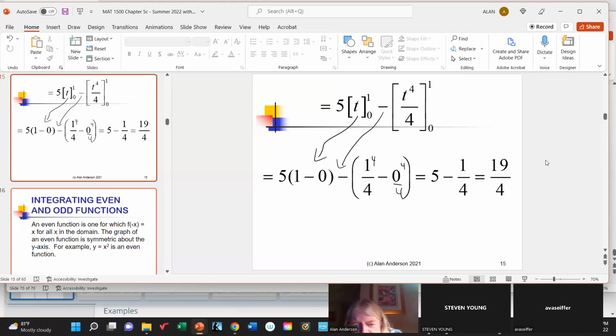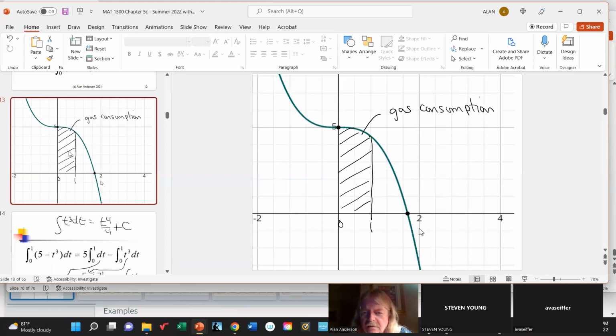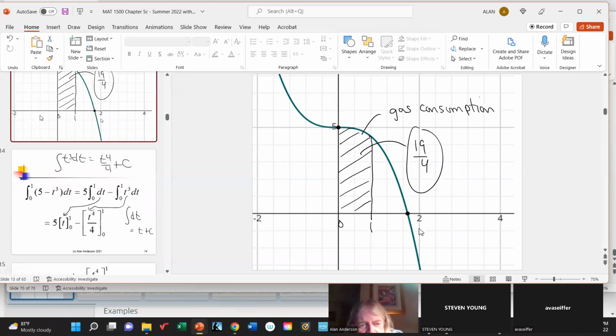So you have, in the first case, 5. In the second case, you're subtracting 1/4. And our final result is 19 over 4. Okay, so in other words, this shaded region, the amount of gas, is 19 quarters gallons. All right.